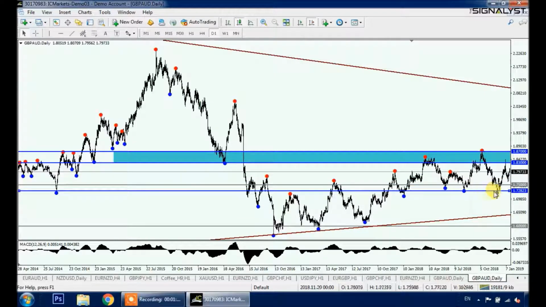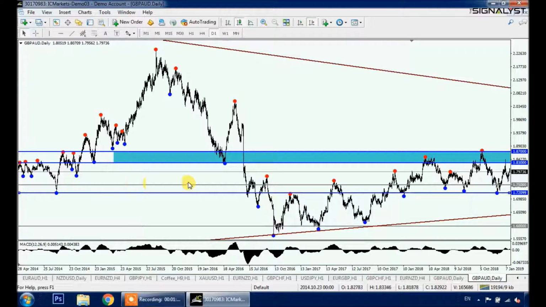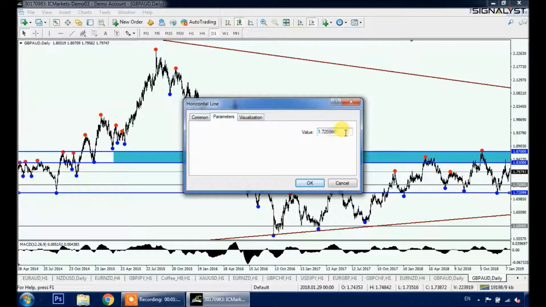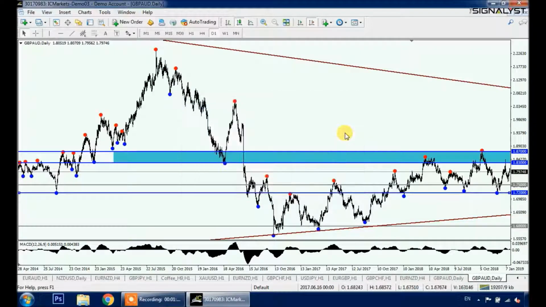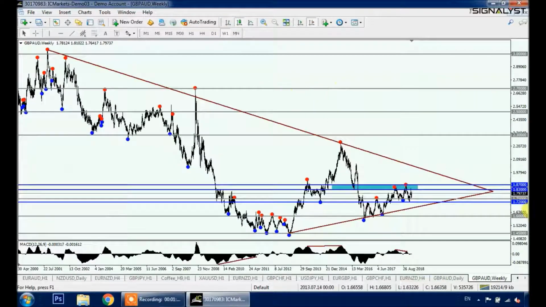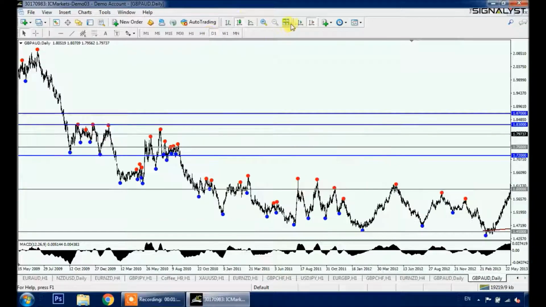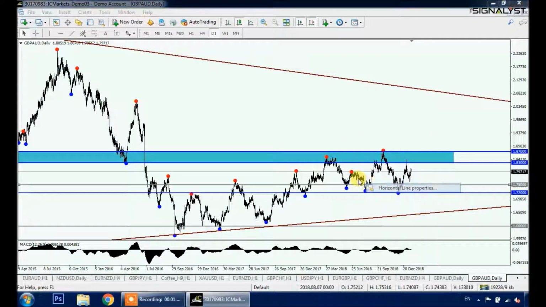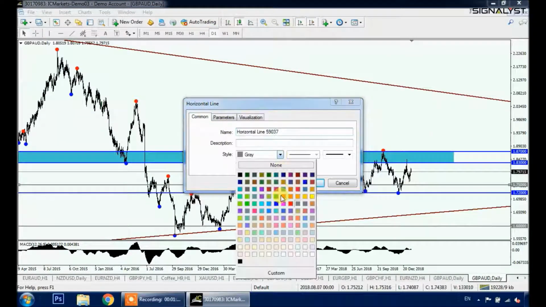Here we can connect 1, 2, alright, 1, 2, 3, 4. Let's make it a round number, 1.72. And we already have one from weekly time frame, 1.75, 1, 2, 3, 4 dots. So let's make our support levels in red.